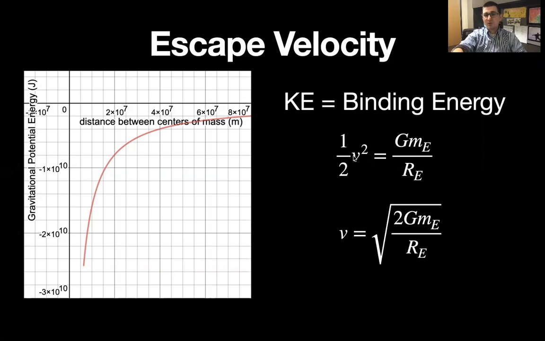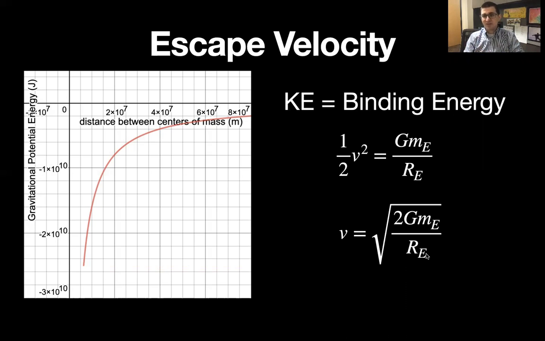So then we can solve for the velocity in this equation. We get the square root of 2 times the universal gravitational constant times the mass of the Earth divided by the radius of the Earth is our escape velocity. And this is actually a formula which you do not need to memorize, but you should be able to pretty easily derive using this two-step process for the escape velocity for any object on any planet of any mass.